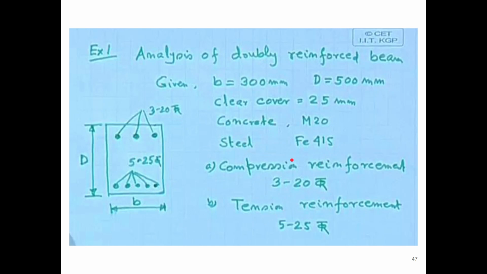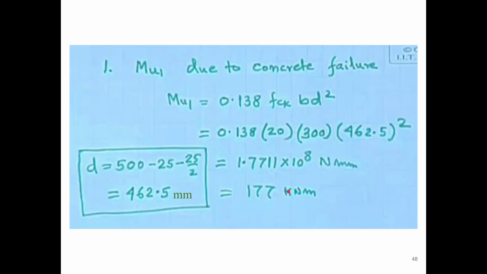On the compression side, the reinforcement we are providing is 3 bars of 20 mm diameter, and on the tension side we are providing reinforcement of 5 bars of 25 mm diameter. So what is the moment carrying capacity of the doubly reinforced section? What we will do is find initially the limiting moment carrying capacity, assuming it to be a singly reinforced section.